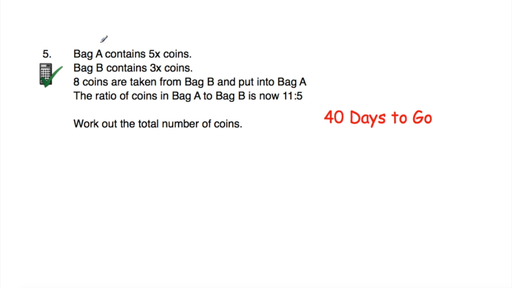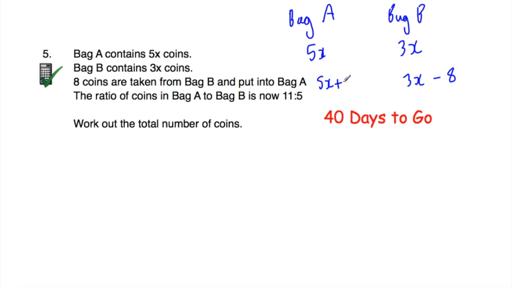So next question, we've got bag A contains 5x coins and bag B contains 3x coins. And we're told that 8 coins are taken out of bag B, so that means that we then have 3x subtract 8. And they're put into bag A, so we're putting 8 more coins into bag A, so that's going to be 5x plus 8. So that's how many coins are in each of the bags now.